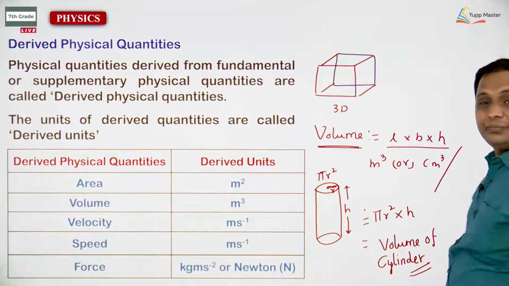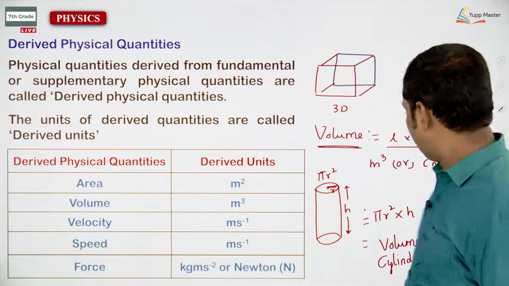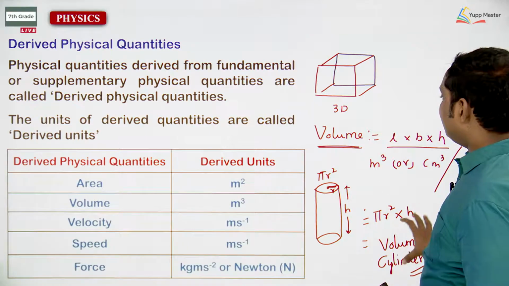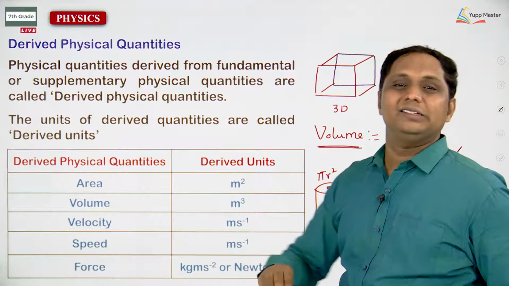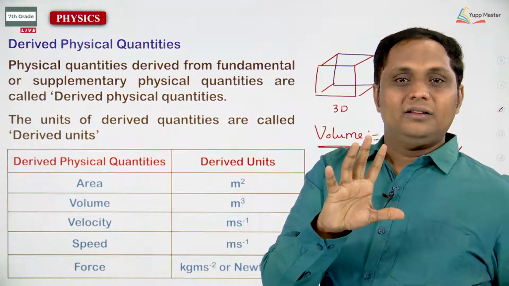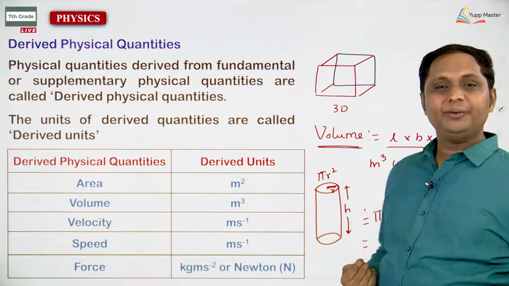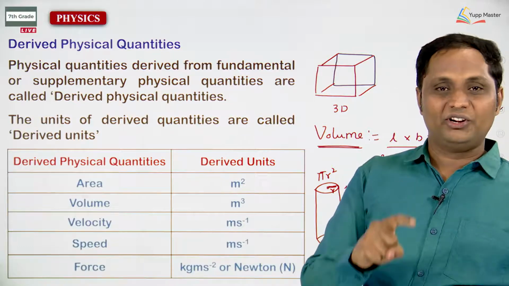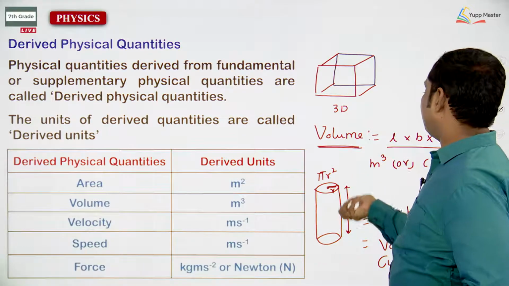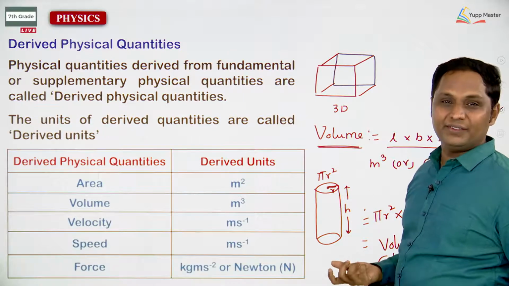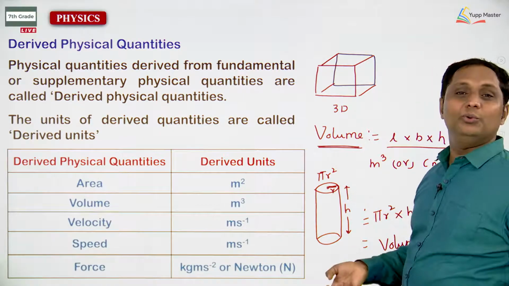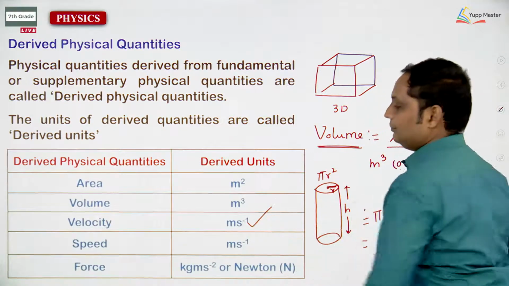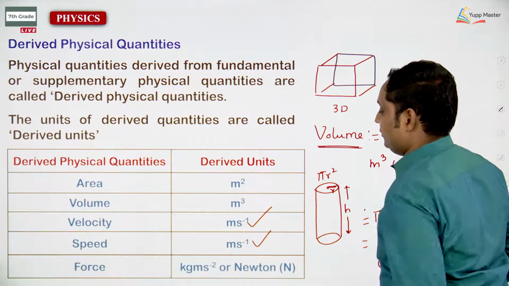It's very clear. Please take this representation, and it is clear if you identify the derived quantities and their representation, which are merely dependent on fundamental quantities and supplementary quantities. Here we are going to talk about the fundamental quantities, height and radius. They are represented by their units and their symbols. You have also taken velocity, speed and force.